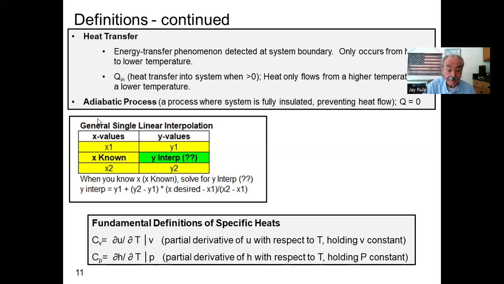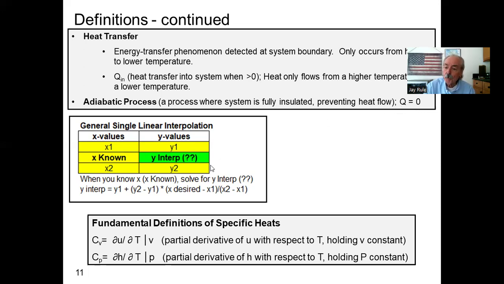Remember the jargon, adiabatic process. It is my bet that you're going to have the phrase adiabatic process on the exam. You had better know that an adiabatic process means the system is fully insulated and there is no heat transfer. Q is equal to 0.